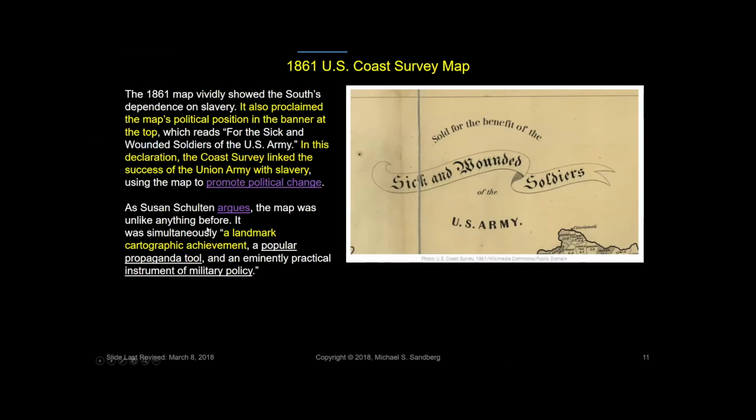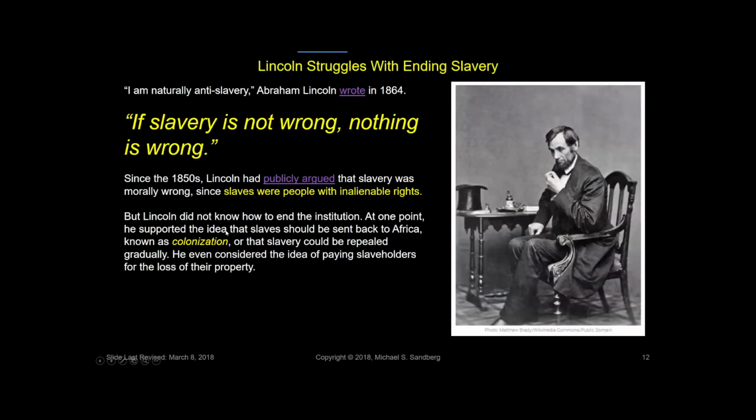And Schulten again argues that the map, when it came out, was a landmark cartographic achievement. It was a great propaganda tool, and ultimately it was an instrument of military policy. So again, the more Lincoln looked at these 2 maps, the more he became convinced that he had to do what he could to get slavery abolished. And in 1864, he said, "If slavery is not wrong, nothing is wrong."